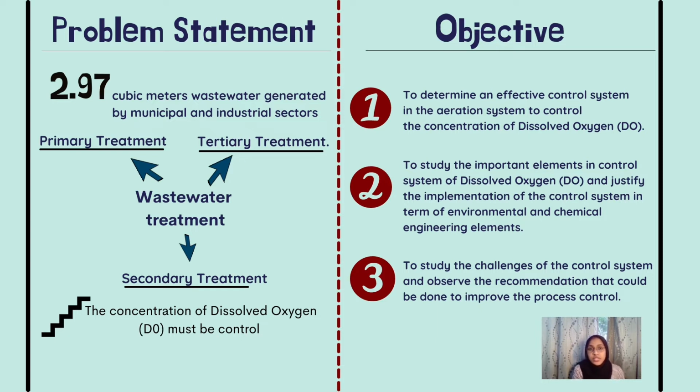In this process, the concentration of dissolved oxygen injected in the aeration tank is one of the critical parameters that must be controlled. A control system must be implemented to ensure the concentration of dissolved oxygen is at the optimum level. The objective of this project is to determine an effective control system to control the concentration of dissolved oxygen. Next is to study the important elements in the control system of dissolved oxygen and justify the implementation in terms of engineering elements. Last but not least is to study the challenges of the control system and observe recommendations that can be made to improve the system.